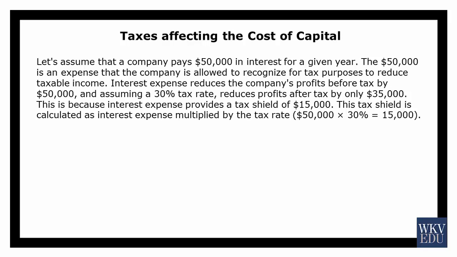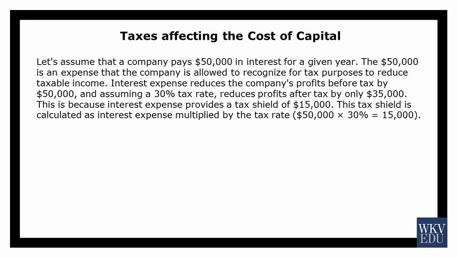While calculating the cost of debt, we do 1 minus tax rate. But while just calculating the tax shield, we calculate it by the amount multiplied by the tax rate, which is 50,000 times the tax rate. Adjusting for interest tax shield, the real after-tax cost of debt is not really 50,000, but 35,000.